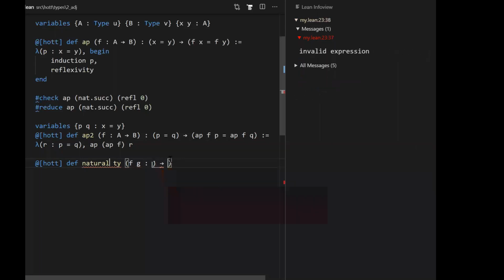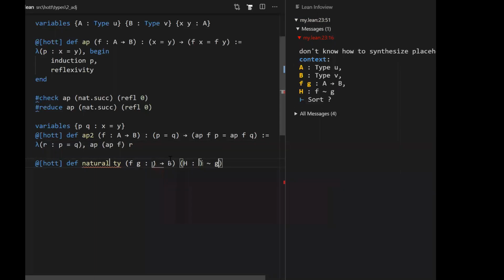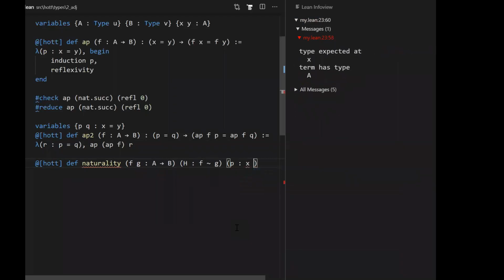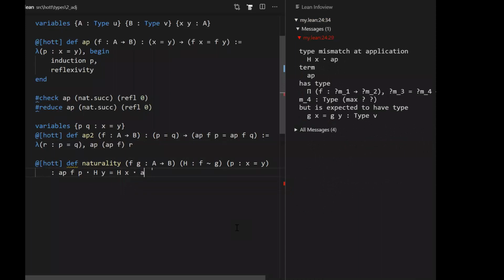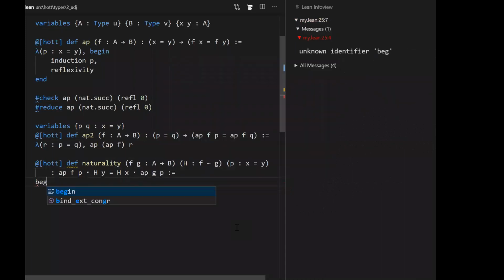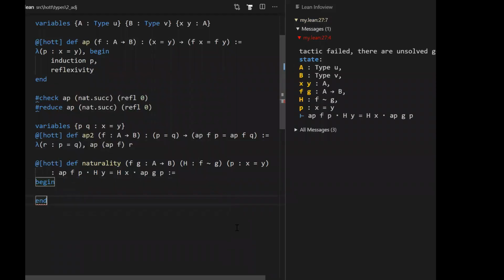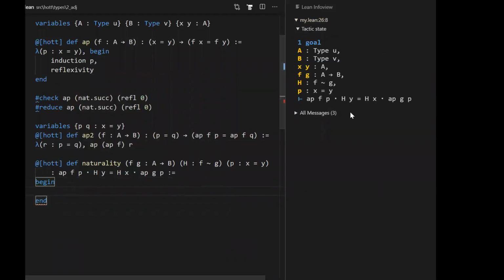So our assumptions are two functions, f and g. This is how we write a homotopy in Lean: f and g are homotopic. And we have a path that x is equal to y. And we want to show that AP f of p concatenated with h of y is equal to h of x concatenated with AP g of p. So once again, we're going to use the power of Lean's tactics mode. And the way that we're going to go about showing this is we're going to start by induction on p.